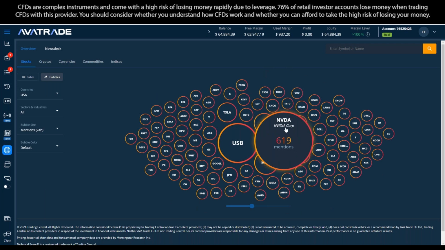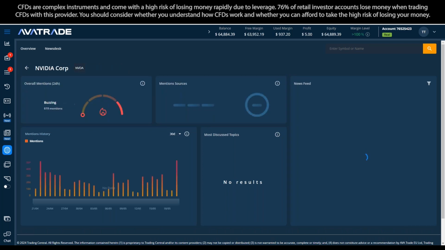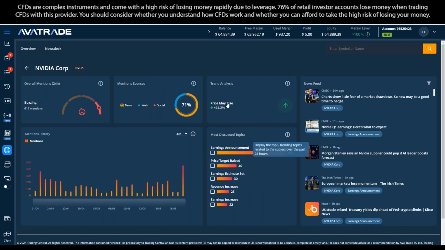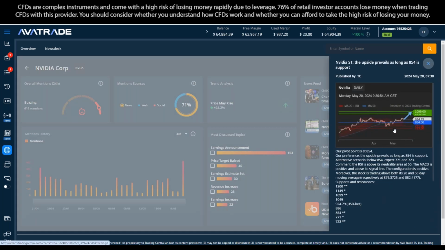Obviously, NVIDIA is one. The fact that their numbers are coming out tomorrow. So if I click on NVIDIA, I can look at the forecast. Price may rise 24%. Okay, so this is what I was talking about, using the different tools to help you decide how to trade. Now, we already went with the technical signal and our own understanding of NVIDIA, but here you can see the trend analysis. They're predicting a 24% rise. We can see the same technical breakdown.